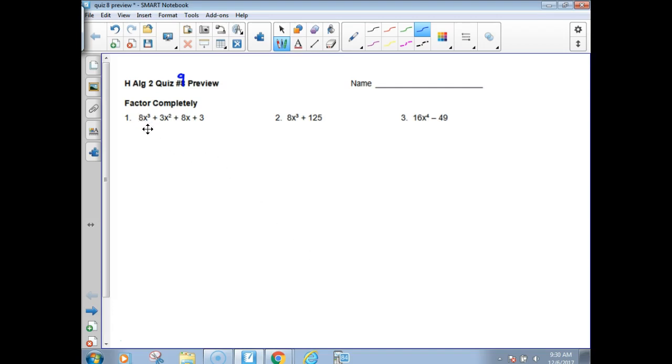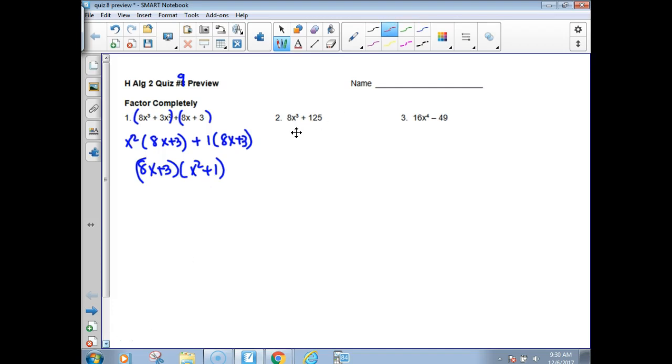Okay, so factor completely, factor this one by grouping. You can factor out an x squared from the first two terms. That would give you 8x plus 3. And then, of course, that's just 8x plus 3. You factor out the 8x plus 3, and then that would be times x squared plus 1. Now, you cannot factor x squared plus 1 because it's a sum of squares.